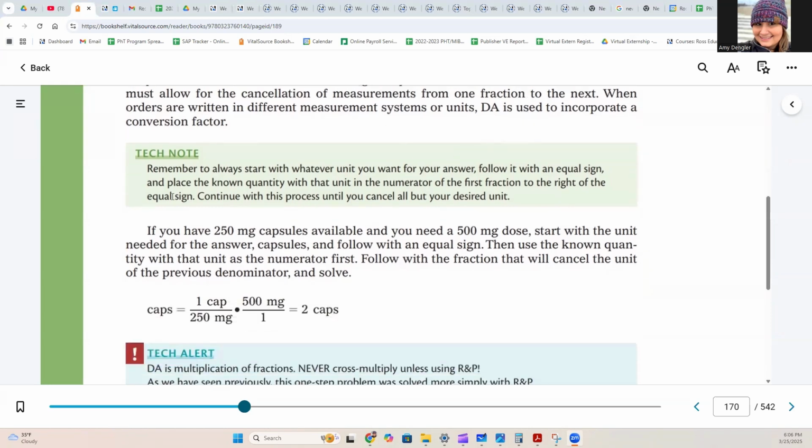So if you have 250 milligram capsules available and you need a 500 milligram dose, start with the unit needed for the answer, which is capsules, and follow with an equal sign. Then use the known quantity with a unit as the numerator first. Follow with a fraction that will cancel the unit of the previous denominator and solve. So that's why I have the one cap there and the one on the bottom, which gives you two caps.